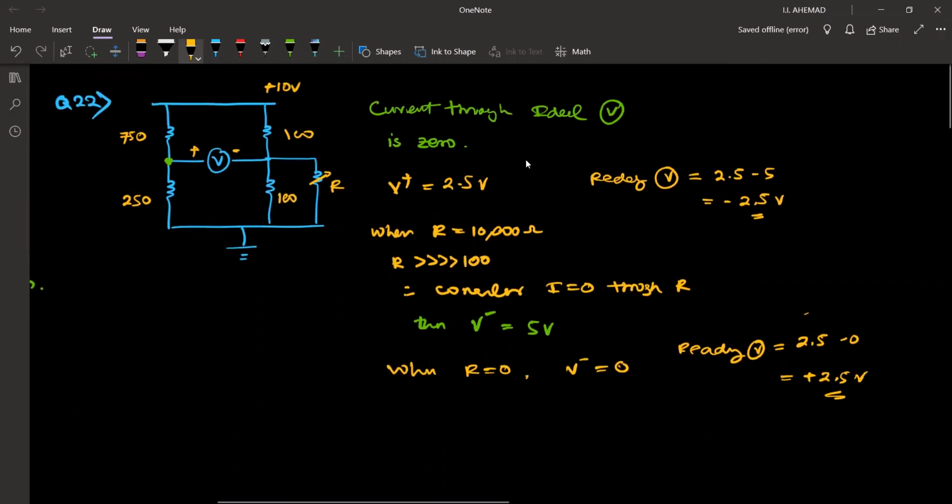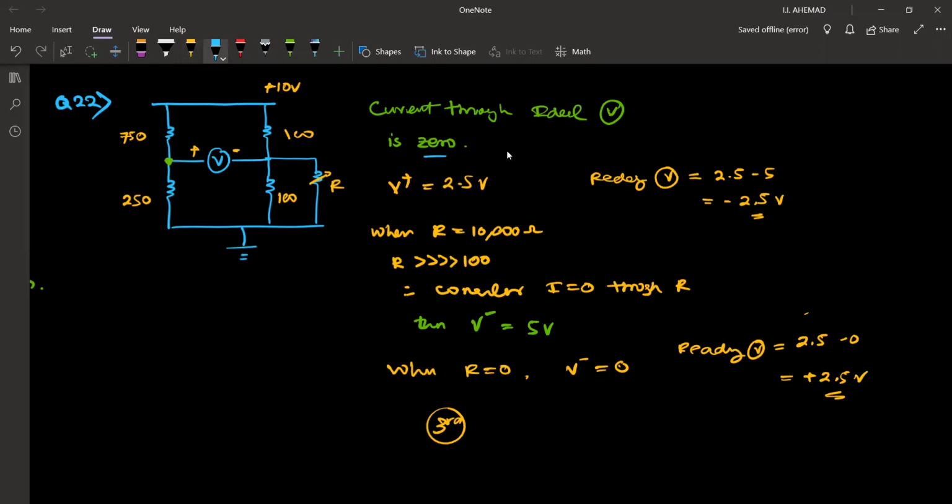Okay, I got this answer. Third answer. Okay, here this is an ideal voltmeter. The current through an ideal voltmeter is zero. Therefore, there is no current going through this.